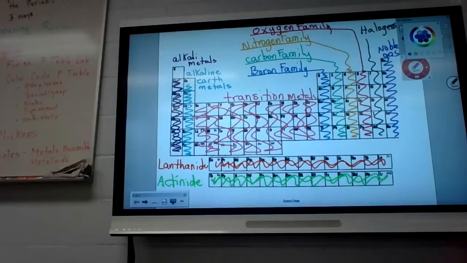Well, we color the same color, right? You don't have to have the same colors. You just gotta label it. So if you take the first group and you make it green, above it in green, right, alkali metals.